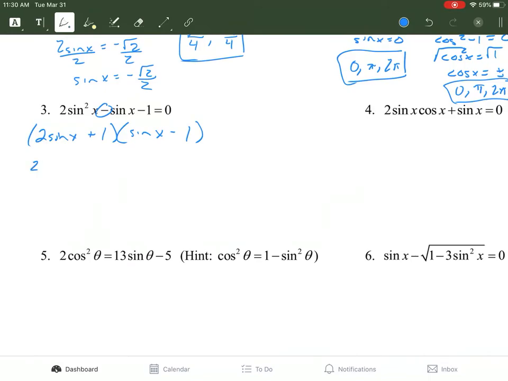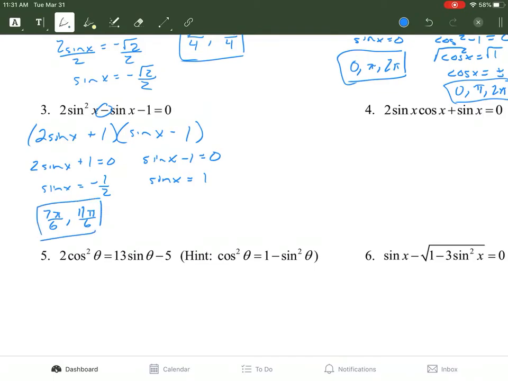Now that we have the factors, we're going to set them both equal to 0 and solve for sine. So sine of x will equal negative 1/2, and sine of x will equal positive 1. Now we're looking for the y values on the unit circle that are going to be either negative 1/2 or positive 1. So for negative 1/2, you're going to get 7 pi over 6 and 11 pi over 6. And for 1, you're going to get just one of them, pi over 2.